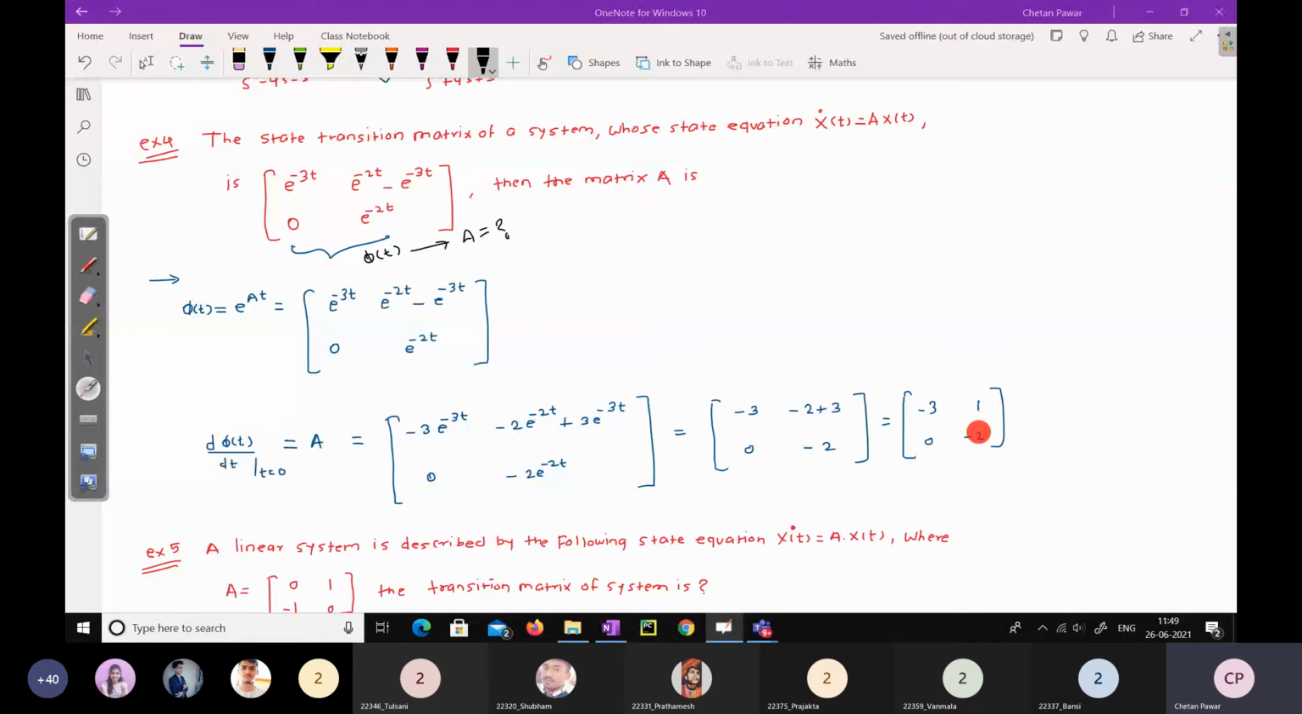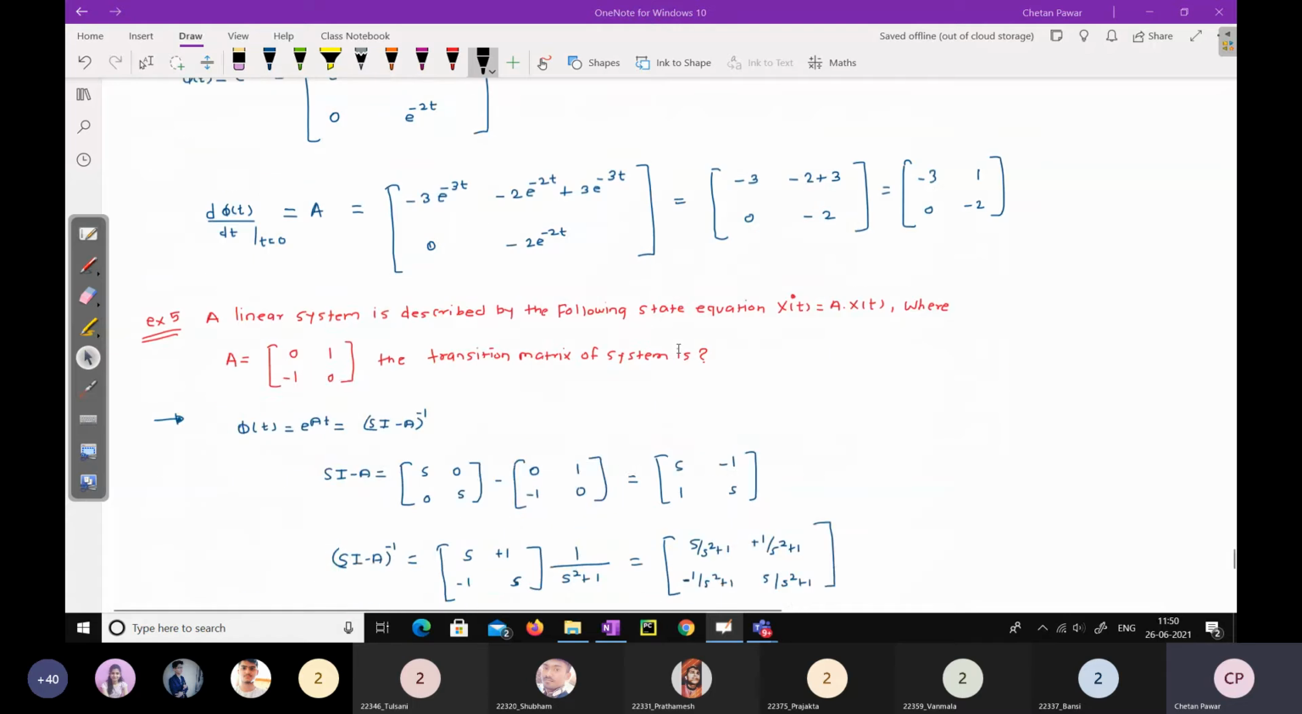So like this way, you can solve this problem. Use just a property and solve it. So like this way, you can solve it. Let us consider the example number 5 now.